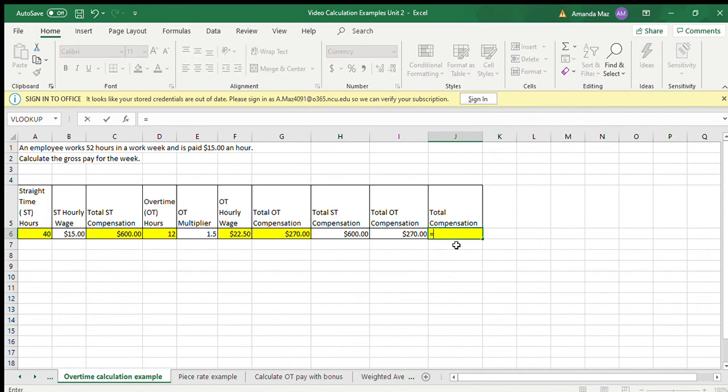But now that we have total straight time compensation and total overtime compensation, we can go ahead and figure out the total compensation. We can just add these two cells together, and this equals $870 for total compensation. So this is a basic example of how to calculate overtime hours if there is one rate, and we'll go ahead and go through some more examples later.